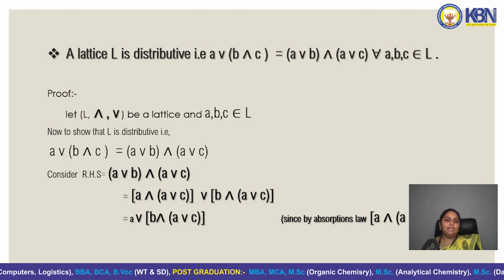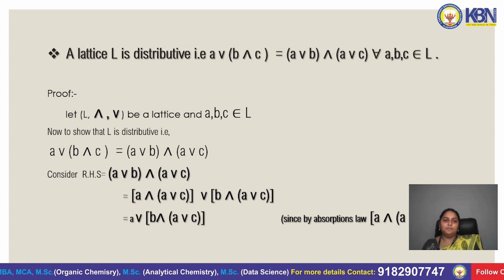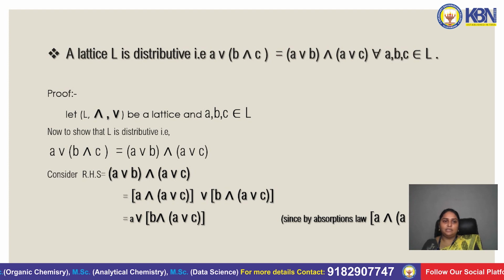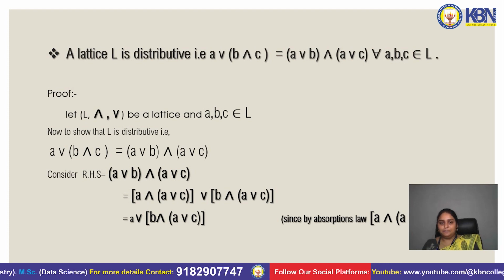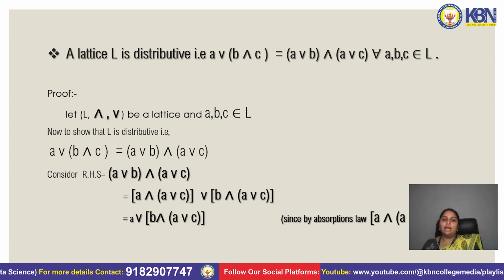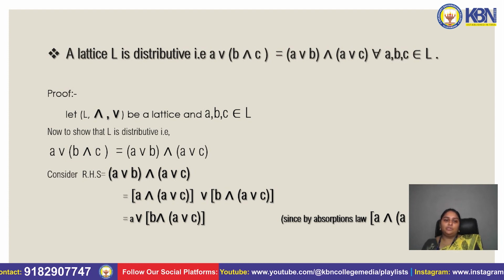Here it is given L is a lattice, that is meet and join are the two binary operations and L is a non-empty set. Clearly (L, meet, join) is a lattice and A, B, C are any three elements in L. Now we have to show that L is distributive. That is, we have to prove that A join (B meet C) equal to (A join B) meet (A join C). So consider the RHS. The RHS is (A join B) meet (A join C).